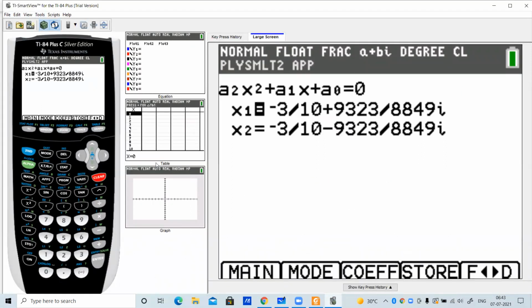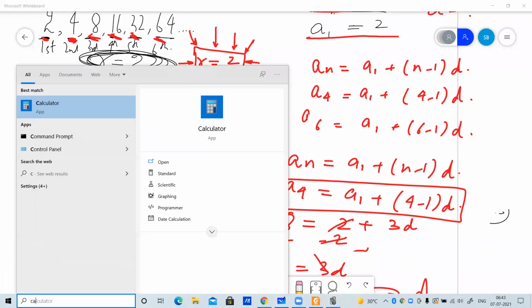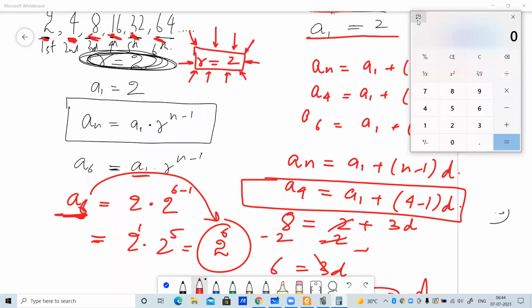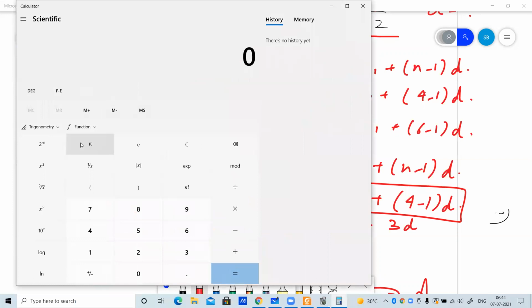So my calculator is hanged. So I'll use the simple calculator. You might be able to see this here. Uh-oh. So you're having 2 to the 6th power, but this calculator is not having this much. 2 to the 6th power is 64. I did it.